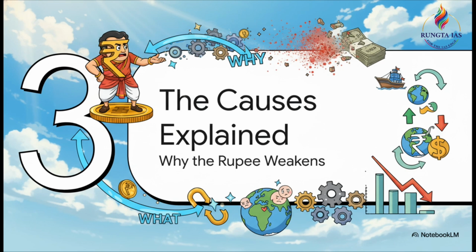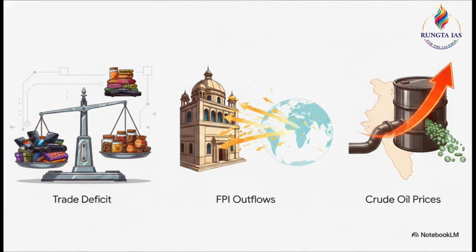So now that we've defined depreciation, let's dig into the main reasons the rupee gets weaker. You'll find there are three main culprits here. First up, our trade balance. As a developing nation, we tend to import more than we export. This creates a higher demand for foreign currency, putting pressure on the rupee. Second, you have FPIs. When foreign investors sell their Indian stocks or bonds, they convert the rupees back into dollars to take their money home. This floods the market with rupees and again, weakens it. And finally, the big one, crude oil prices. We import a lot of our oil, so when prices go up, our import bill in dollars shoots up, straining the rupee.